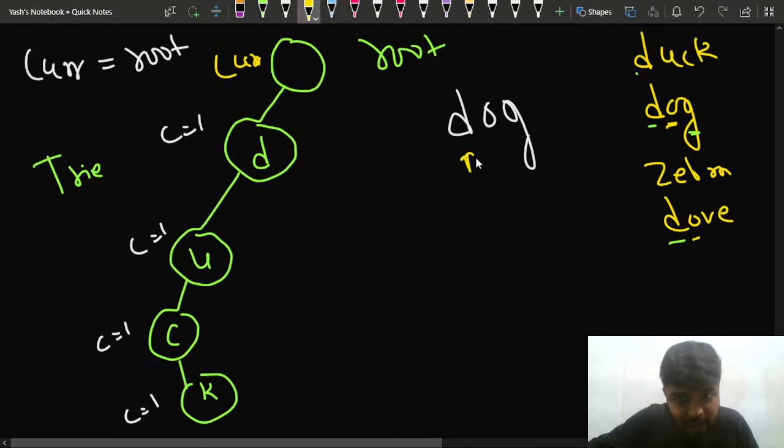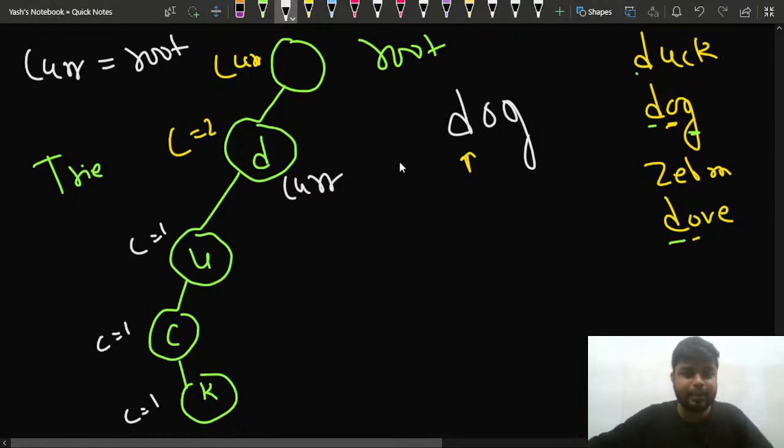So I'm at this particular word. I'll update my count to 2 because this is the second word which is having D as the starting. So I'll update my count to 2. And now my current is standing here. Now what I'll do is I'll move to the next word. I'll move to the next alphabet.